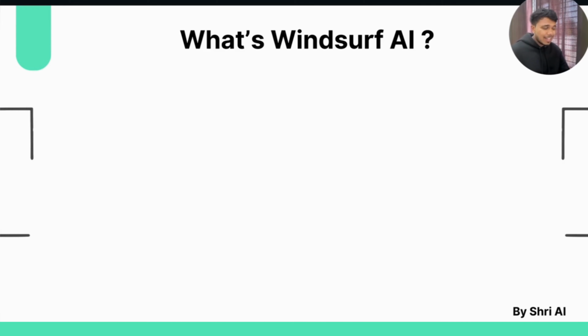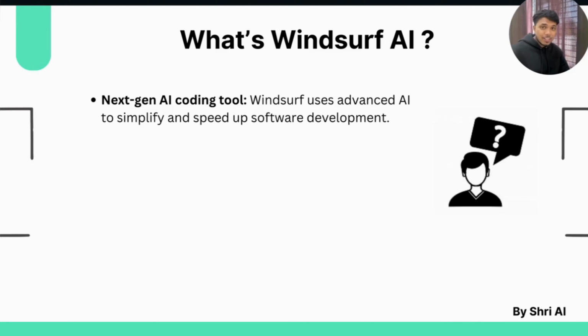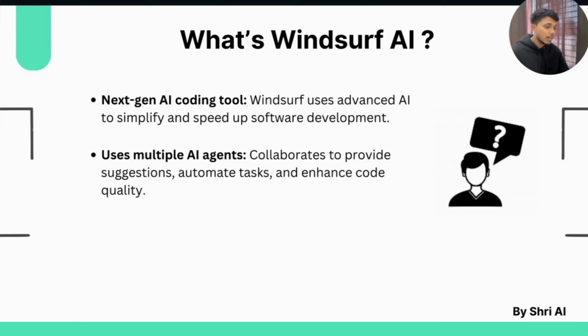So what exactly is this Windsurf AI, the buzz that has been going around for a while, right? So first thing is Windsurf is actually a next generation AI coding tool for you to build software much faster than the alternatives, right? So Windsurf actually uses multiple AI agents. That means you can collaborate. It's got a lot of functions which auto suggest the code, which automate a lot of tasks, and then you can actually enhance the code quality. So you're not just a developer that is trying to fix things up, but you actually have someone helping you out throughout the process.